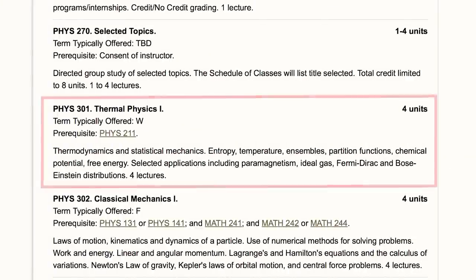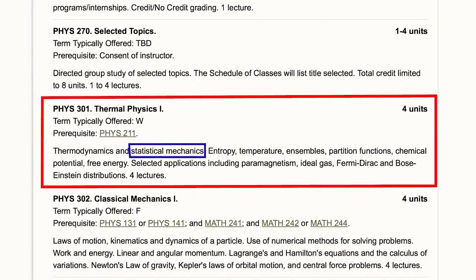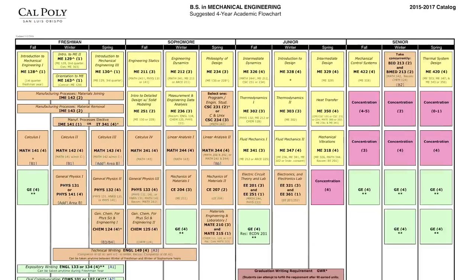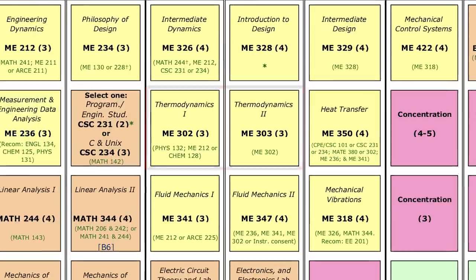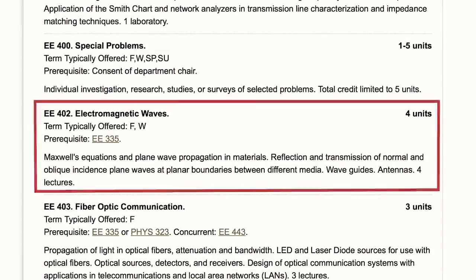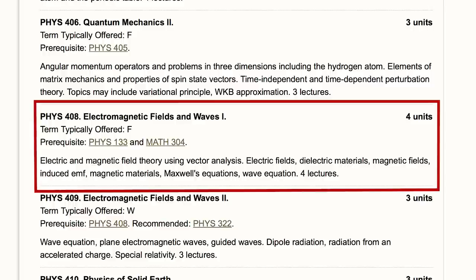For example, at my school, you see physics majors have to take this one thermal physics class, which includes statistical mechanics, which I included on the website. And only physics majors take this. If we go to the mechanical engineering curriculum, you'll see they take two thermodynamics classes. So yeah, a lot of the same topics are covered compared to thermal physics, but they are not the same classes and you won't see physics majors take these two. Another example is electrical engineers took a class called electromagnetic waves and no other majors took this one. Physics majors took a class called electromagnetic fields and waves. Honestly, a lot of the same topics, but there were differences.